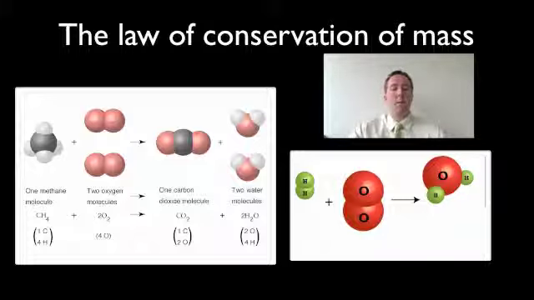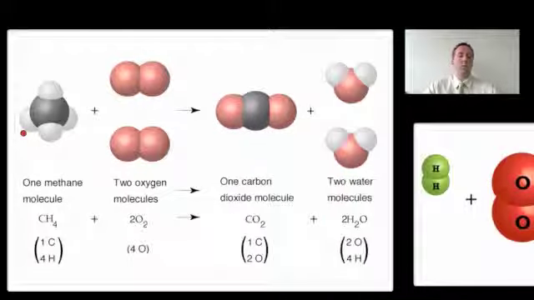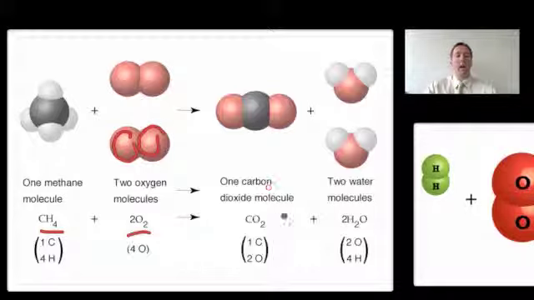I've got a couple of examples here of chemical reactions. The first one is a methane molecule. In fact, it's combusting, it's burning in oxygen. I have one methane molecule, which is one carbon atom with 4 hydrogen atoms. It reacts with oxygen molecules, each of which has 2 oxygen atoms. And then these 2 molecules form one carbon dioxide molecule, 1 carbon and 2 oxygens, and it actually forms 2 water molecules.